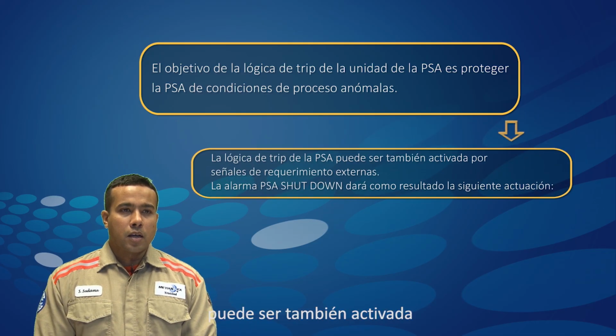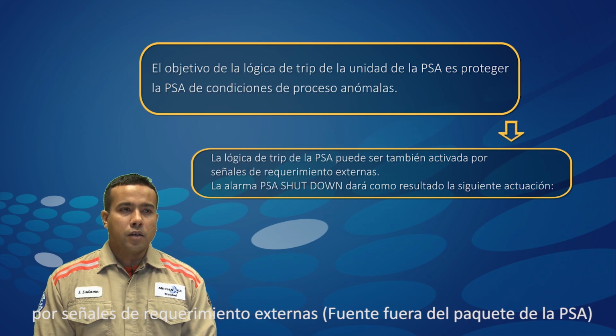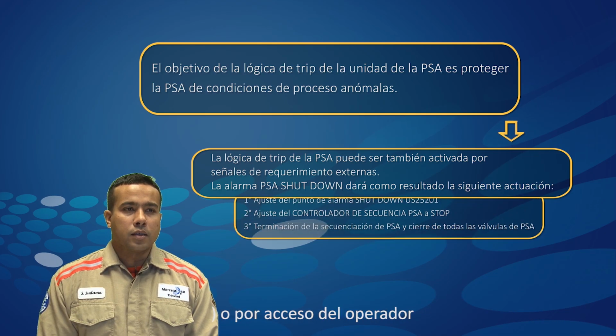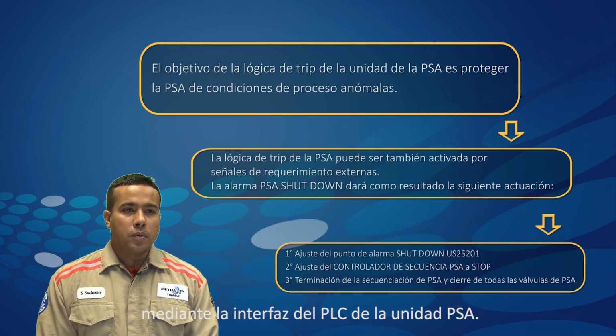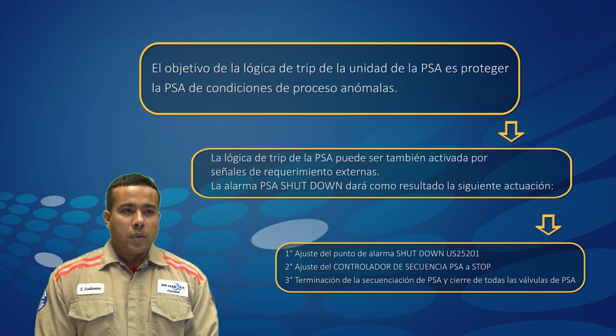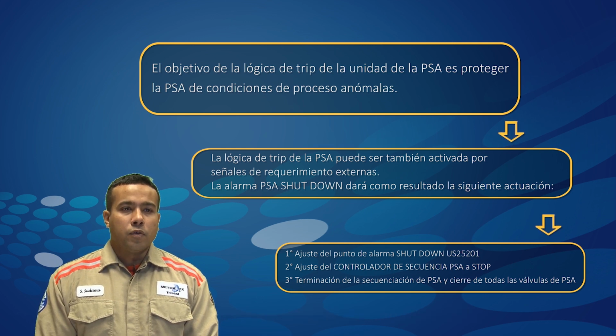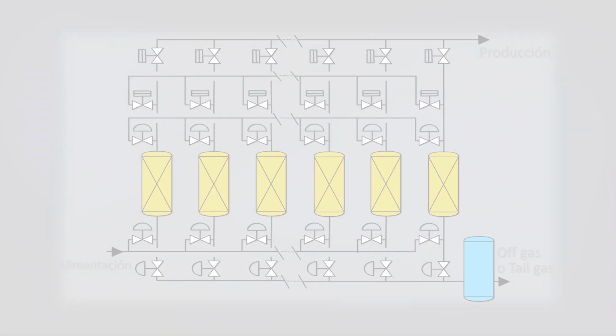The PSA trip logic can also be activated by external request signals or operator access at the PSA PLC human-machine interface. The PSA shutdown alarm will result in the following actions: setting of the shutdown alarm setpoint, setting of the PSA sequence controller to stop, terminating of PSA sequencing, and closing of all PSA valves.